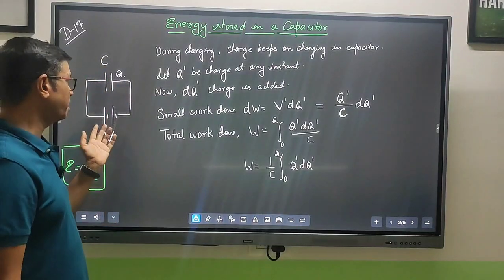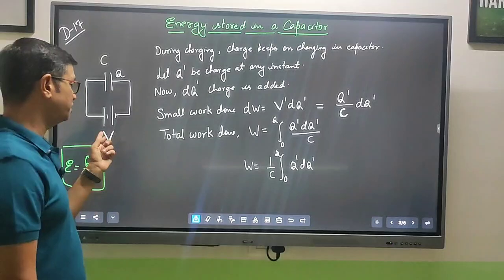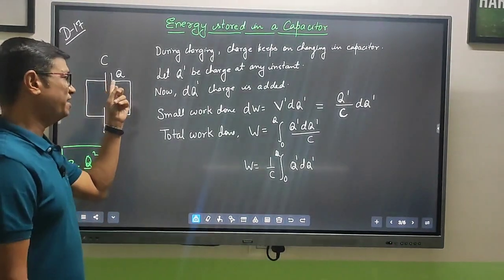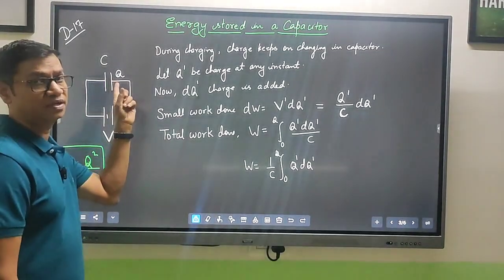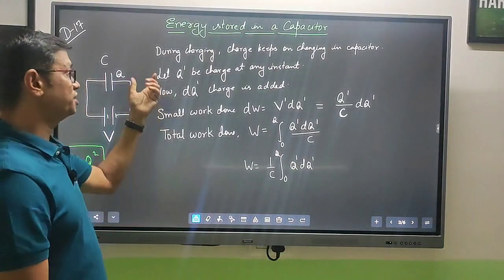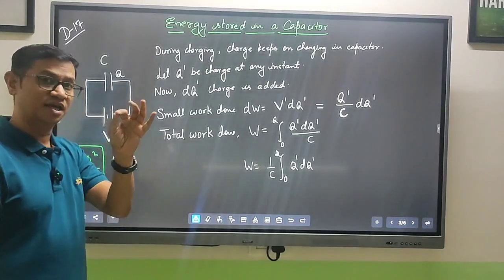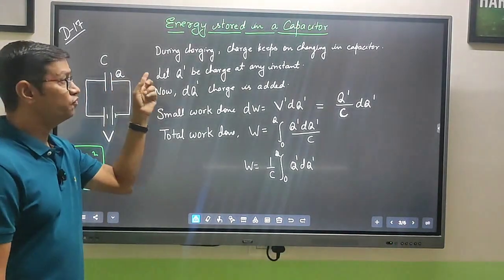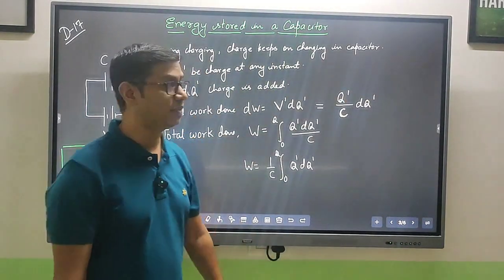So we are charging a capacitor, which has a capacitance C, by a battery which has a potential difference V or EMF V. In the final state, once the capacitor is charged, the charge on the capacitor is Q. But what happens during charging? Say we start with the uncharged capacitor. So it starts with a zero value and it increases, and it takes some time to get to a value capital Q. So during the charging process, charge keeps on changing on the capacitor.